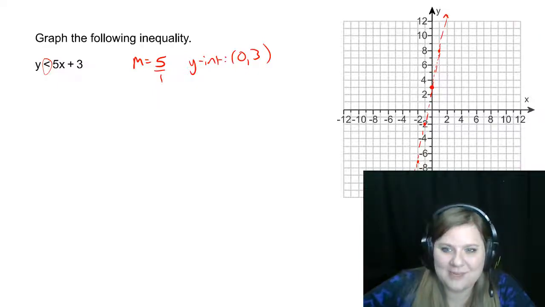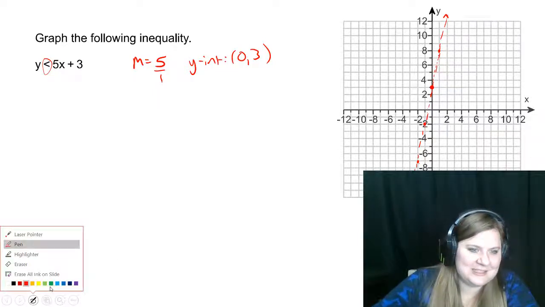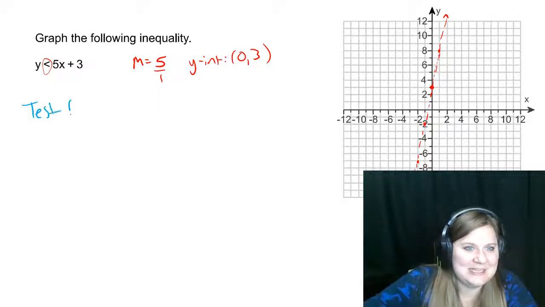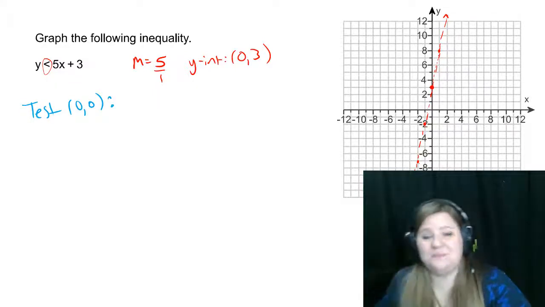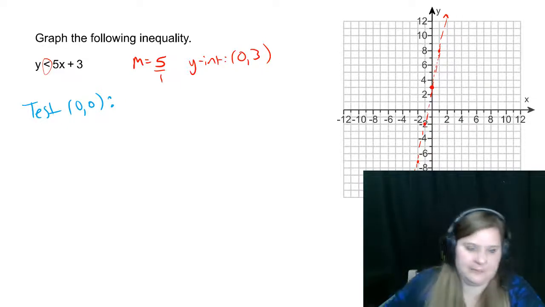All right, so again, make sure it extends to the edges. Now I look at this and I say, okay, (0, 0) is still not on the line. So I'm going to test (0, 0). Notice that it is required to tell me what you're testing because I can't just assume you're doing (0, 0). You have to tell me that you're doing it.